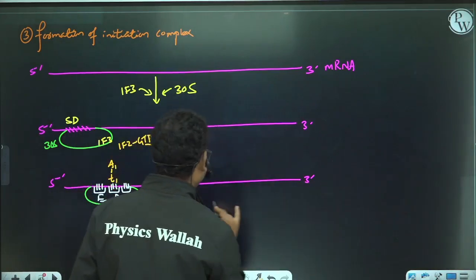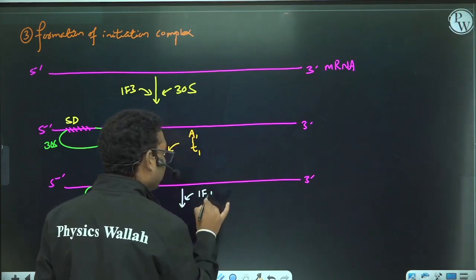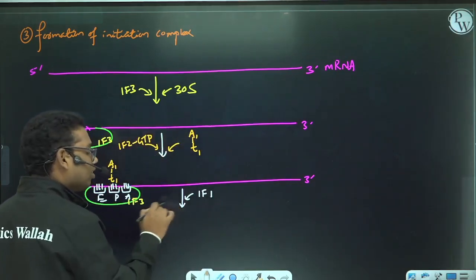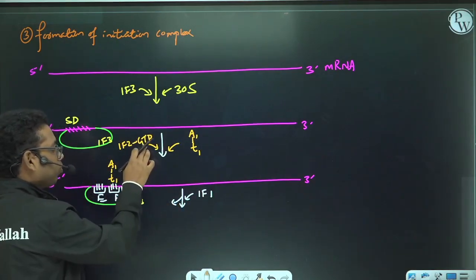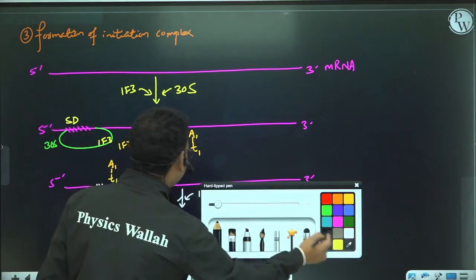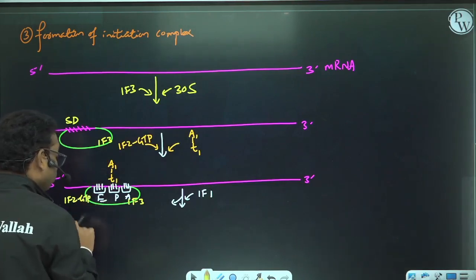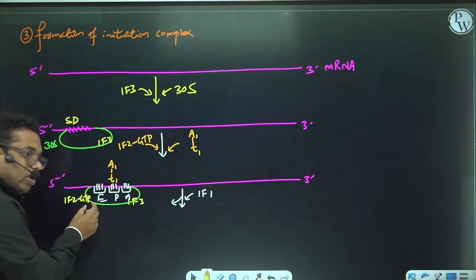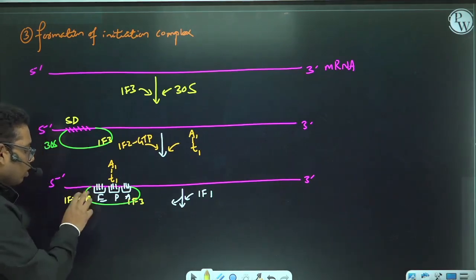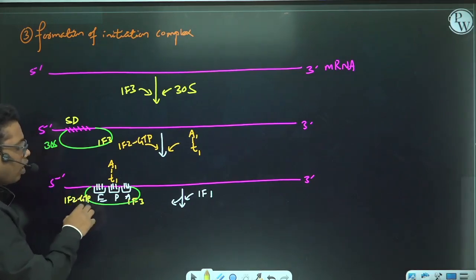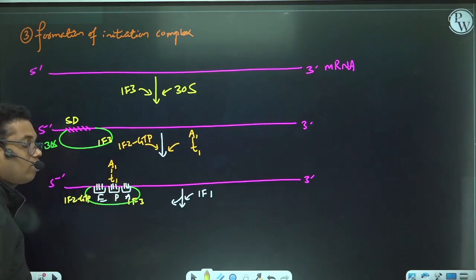In the next step, what is going to happen? Initiation factor 1 will come and bind. Okay, and when it binds, what will happen? The GTP which is bound, or I can say IF2 GTP is bound. So now what will happen? The GTP will get hydrolyzed, it will release energy, and that energy will be used. GDP will be produced. And now what will happen? The 50S subunit will come and bind.